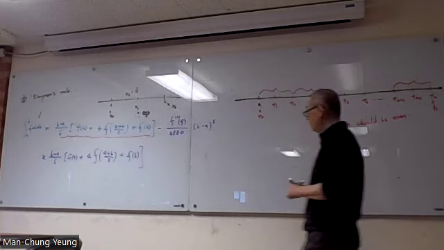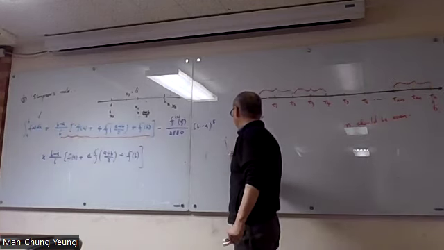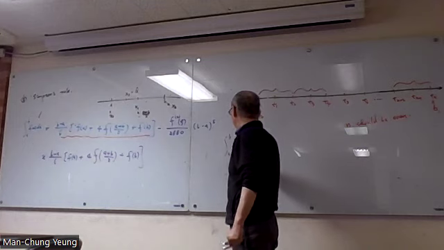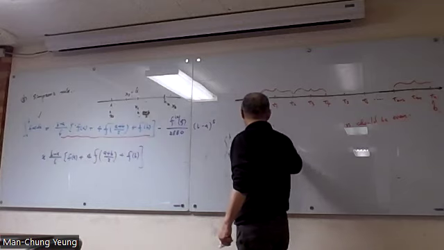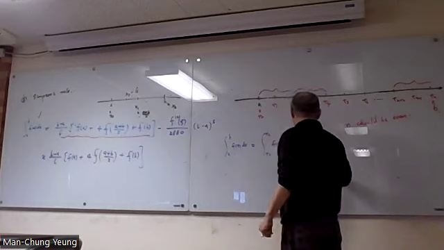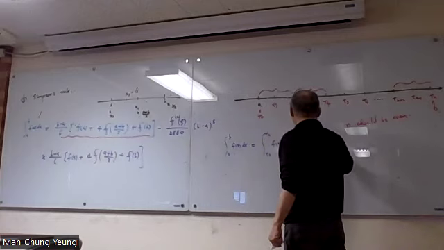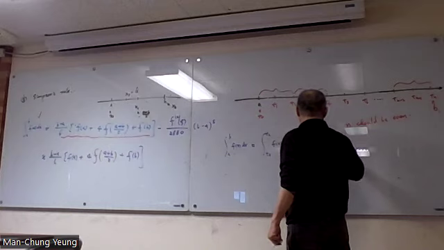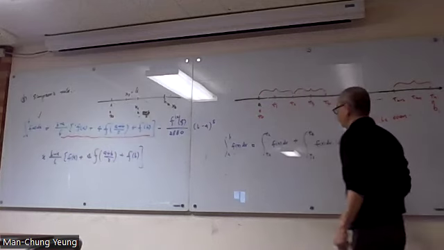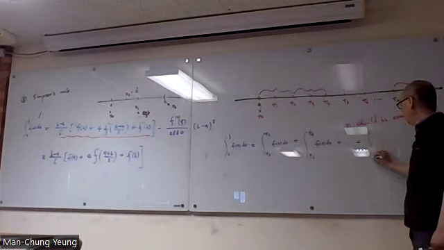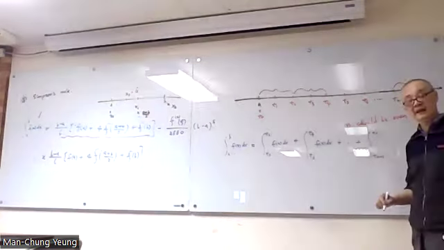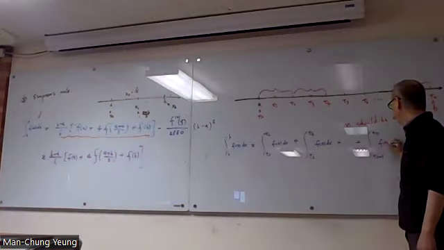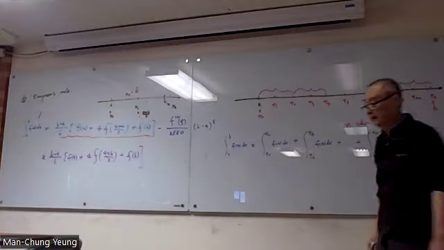Now the integral over AB is equal to the integral from T0 to T2, and then T2 to T4, and so on, and then Tn minus 2 to Tn. Yes, n should be an even number.